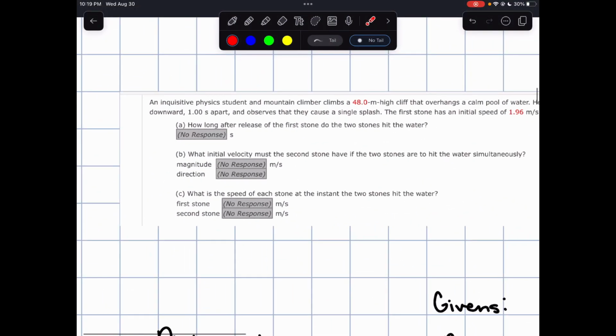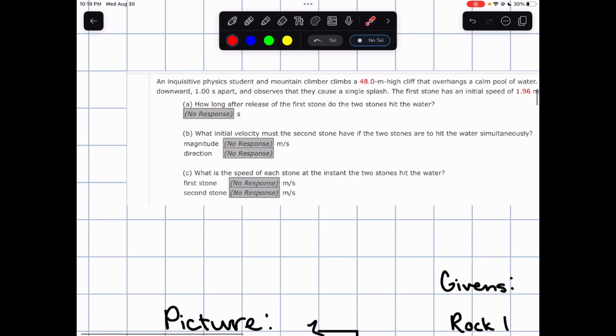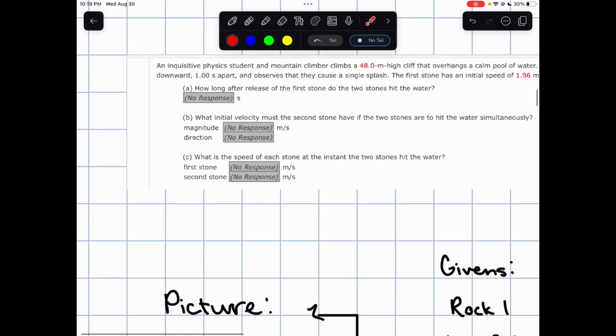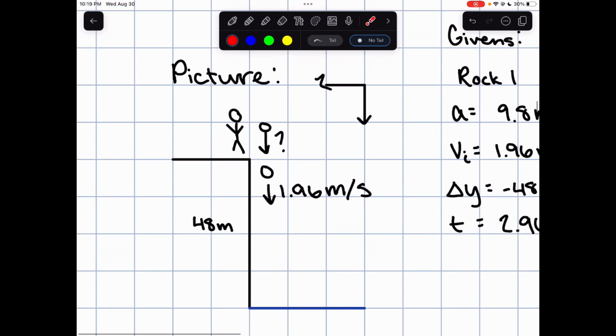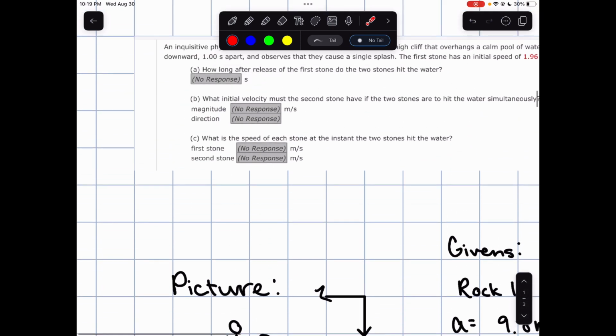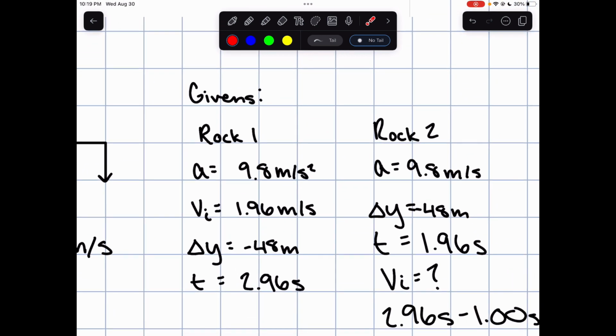Next, we're up on part B. What initial velocity must the second stone have if the two stones are to hit the water simultaneously? This time we're looking for the magnitude, so the speed and the direction. Let's start with the direction because it's the easier question of the two. We know if we're dropping the stones off the cliff that the direction is downward, and simply that's our answer. The direction is downward.